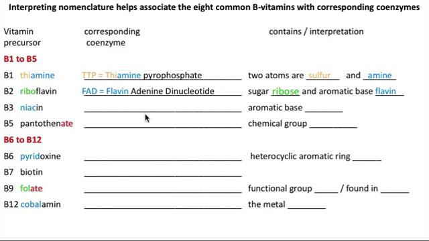How about niacin? It's going to be similar. It's an aromatic base like flavin. How about nicotinamide adenine dinucleotide, NAD, NADH? FAD and NADH are critical to glycolysis into the citric acid cycle, and then they dump their electrons into the electron transport chain.